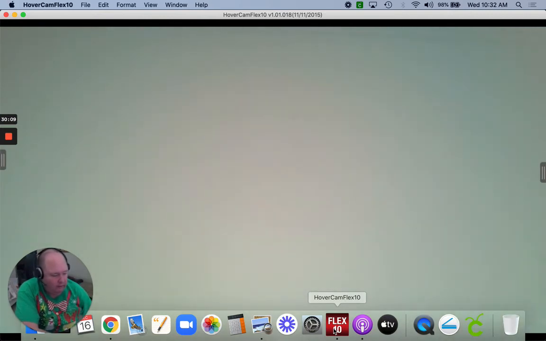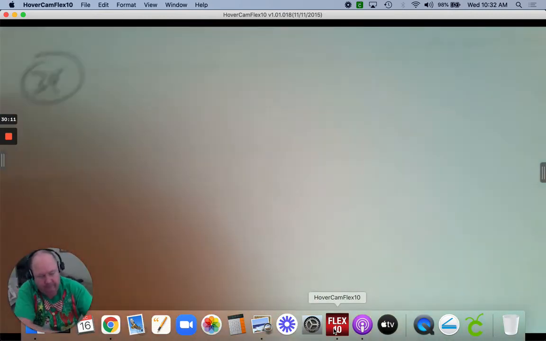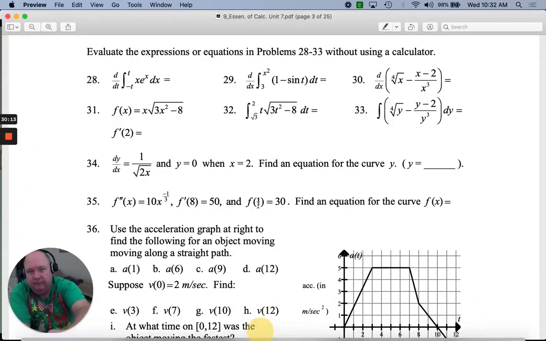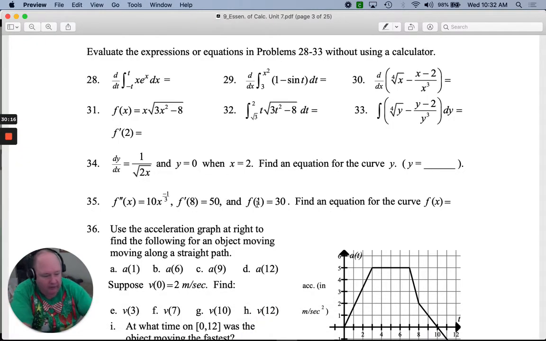All right, number 34. You have the derivative is 1 over the square root of 2x. So I'm going to write that as 2x to the exponent negative a half. Y equals 0, x equals 2. Find the equation of the curve y. So I want to know what y equals. That's my goal.